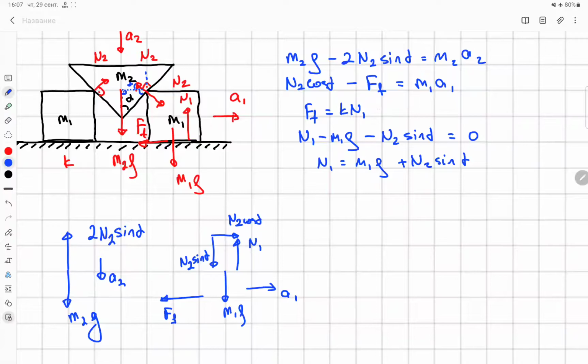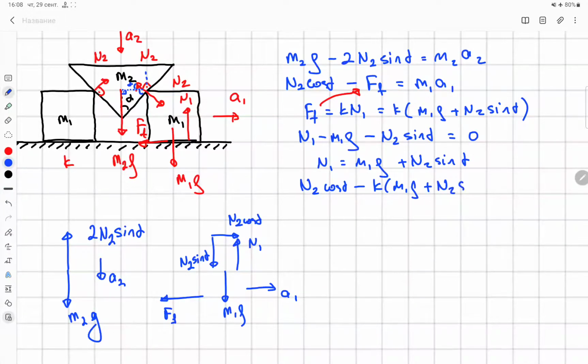It means friction force equals k times (m1g plus n2 sine alpha). Let me substitute friction force into the second equation. So n2 cosine alpha minus k(m1g plus n2 sine alpha) equals m1 a1. So basically we have two main equations. First one, and this will be our second equation.